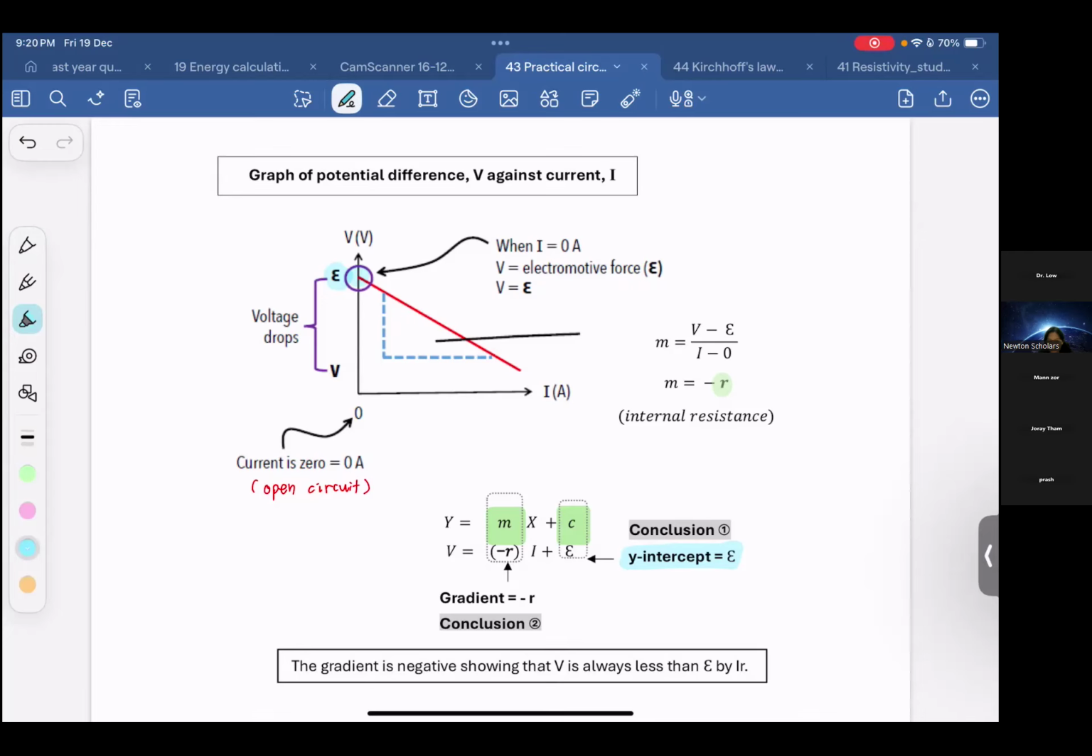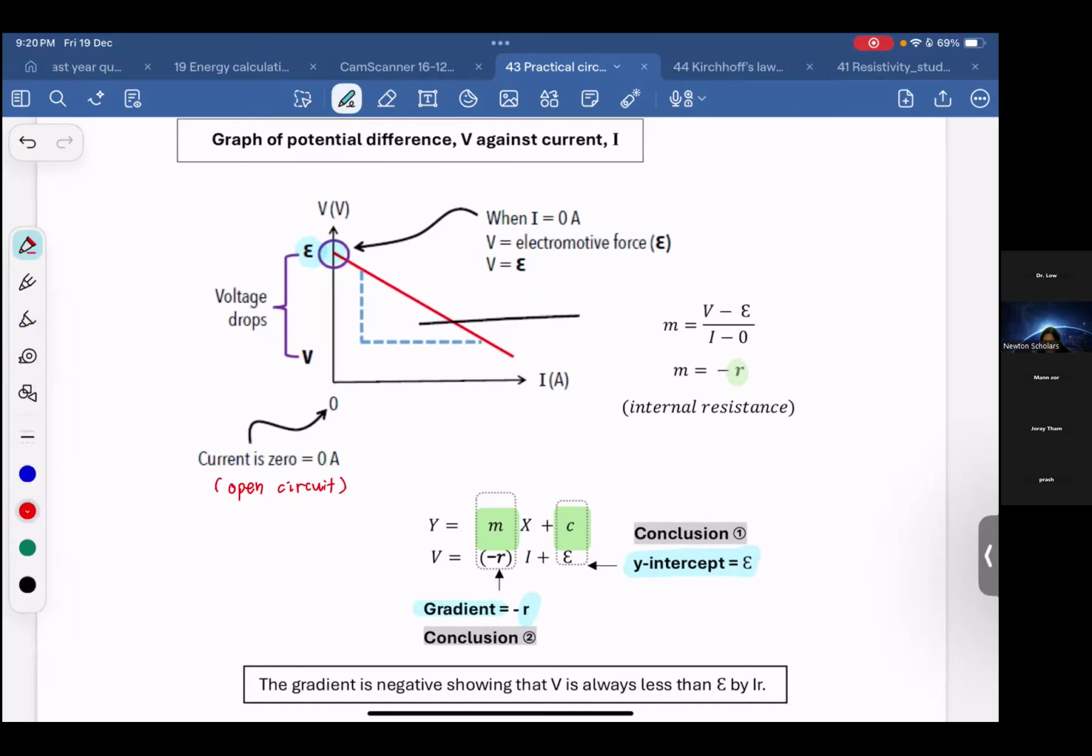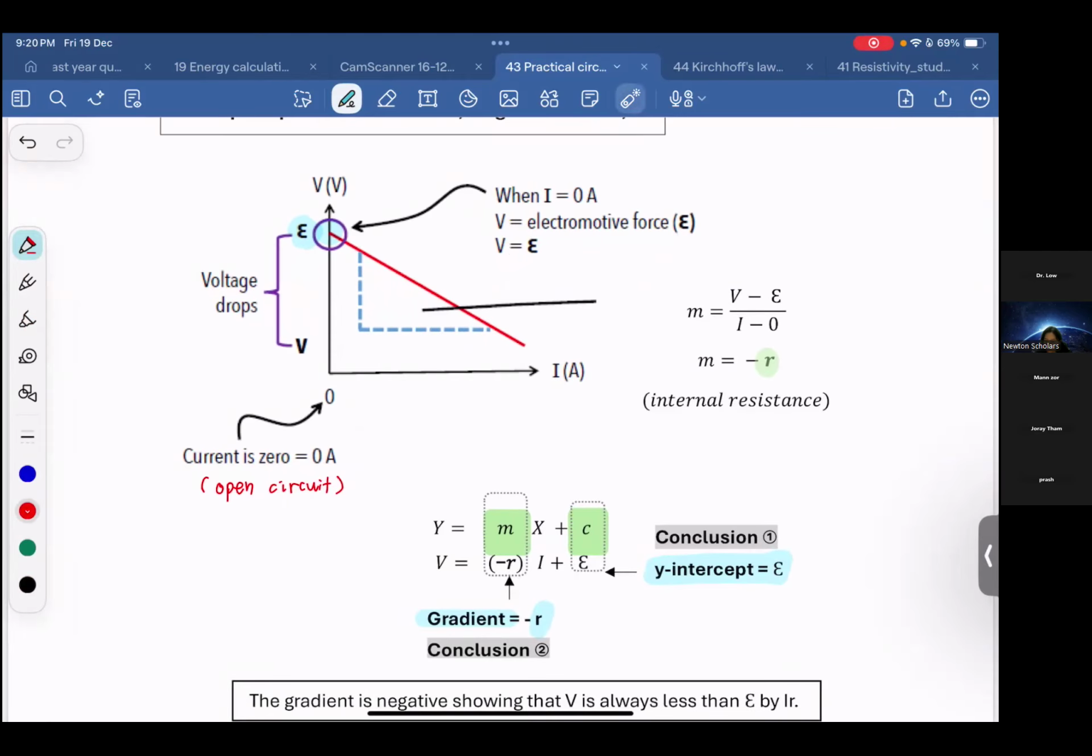Okay, the second one, what else? The second information that can be provided to us is the gradient. The gradient that we calculate can let us know about internal resistance. So here, if we find the gradient, we use V minus the EMF divided by the current, x-axis. Y-axis divided by x-axis. At the end, we find out that the gradient represents the internal resistance.